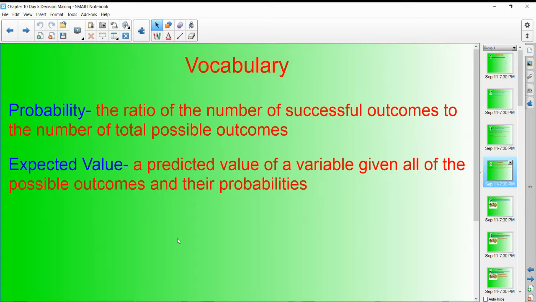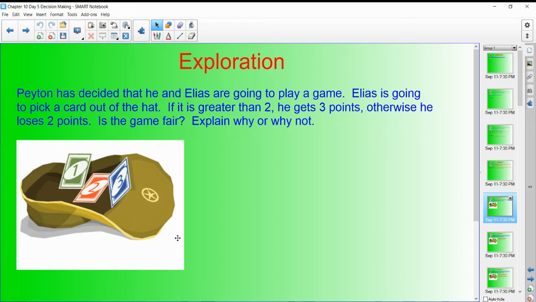So today we're going to take expected value and probability, and once again, we're going to make decisions. We're going to deal with real world situations. So let's explore a little bit. Peyton has decided that he and Elias are going to play a game. Elias is going to pick a card out of the hat. If the card is greater than 2, he gets 3 points. Otherwise, he loses 2 points. Is this a fair game?